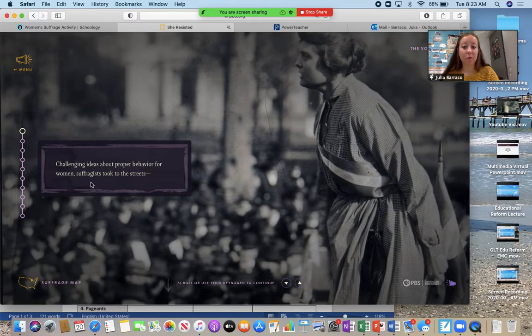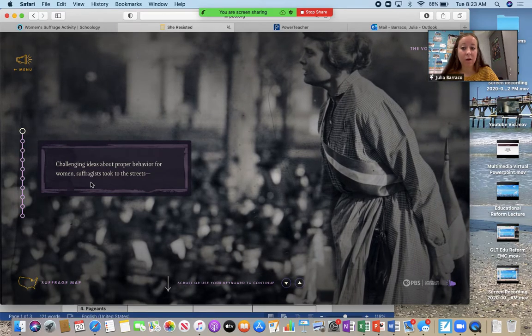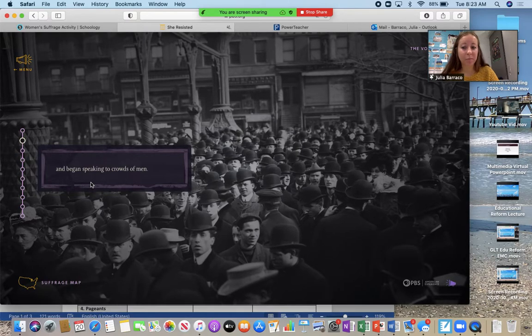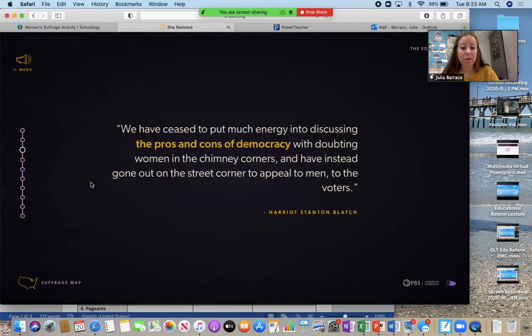Suffragists are the women who are fighting for that right to vote. So suffragists took to the streets and began speaking to crowds of men. They said, "We have ceased to put much energy into discussing the pros and cons of democracy with doubting women in the chimney corners, and have instead gone out on the street corner to appeal to men, the voters." So they're going out to talk so that they can appeal to men, because the men are the people voting. The men are the people who get to make this decision. So they want to appeal to these men because they are the decision makers.